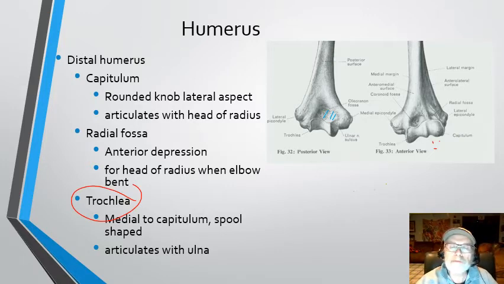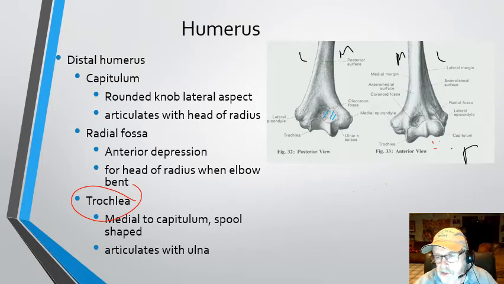First of all, we know that this is medial, this is lateral, this is medial, this is lateral. How do I know? Because the radius is lateral, ulna is medial. And basically, the capitulum is going to sit over here. If you look at this little round area right there, that's where the capitulum would be, but we see it because it's on the front, on the anterior portion of the humerus.